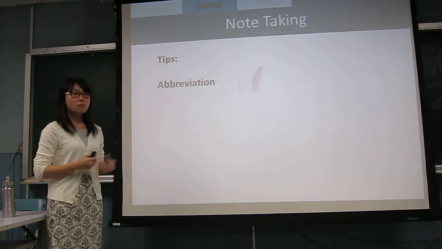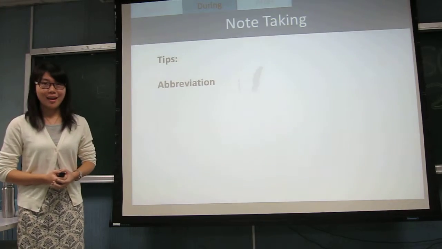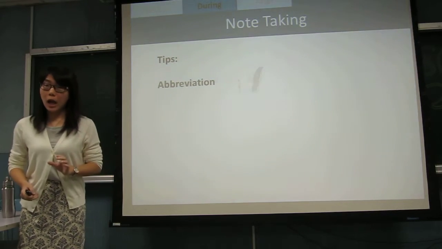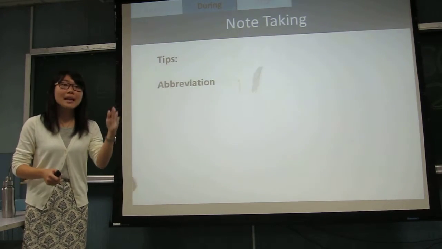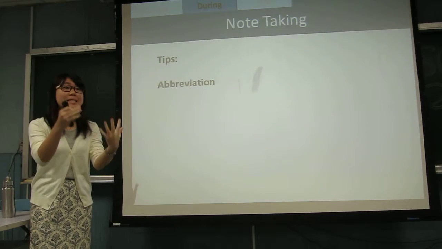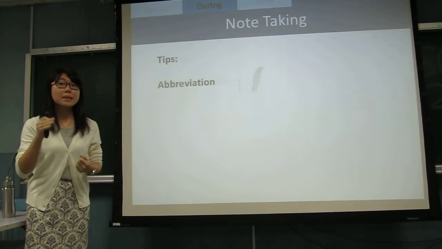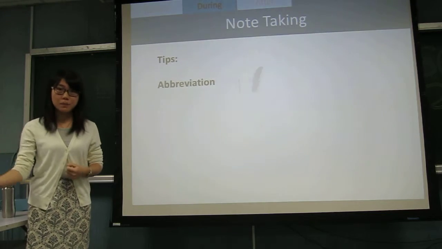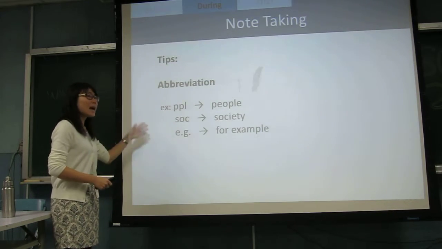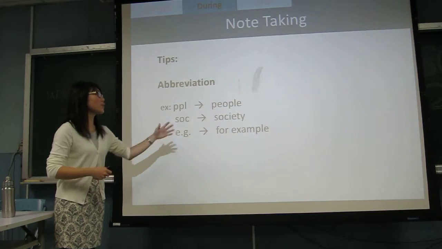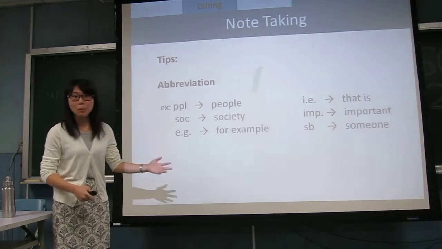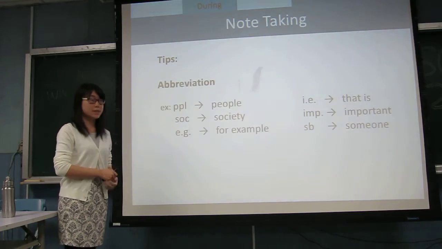First, abbreviation. What is an abbreviation? Abbreviation is a short form of a sentence or a word. Therefore, instead of writing every letter of the word, you can use abbreviation to shorten the word. Since if you write down the exact words of what the speaker said, you might miss the next sentence or the next part of the speaker's speech. For example, you can write down PPL instead of people, SOC instead of society, EG stands for example. More, IE means that is, IMP means important, SB means someone, and of course you can create your own abbreviations.